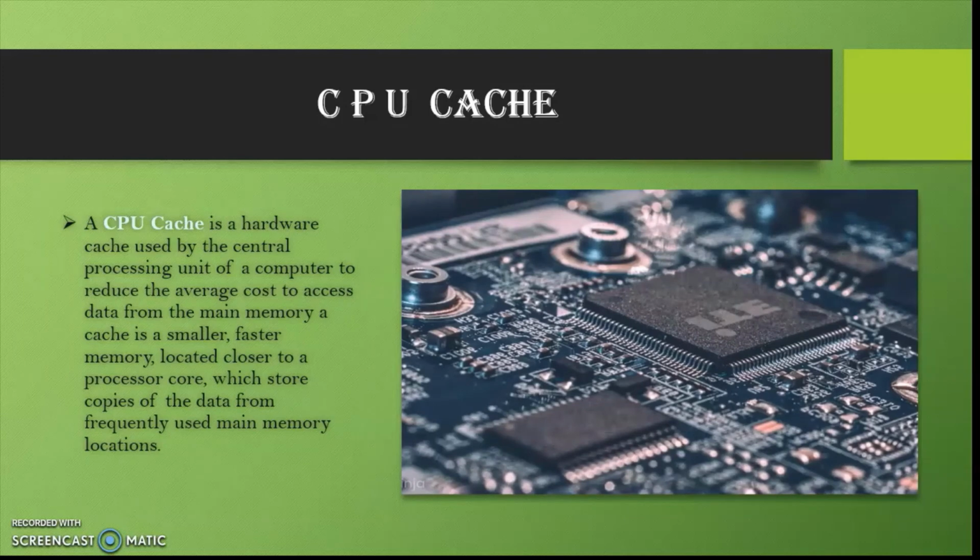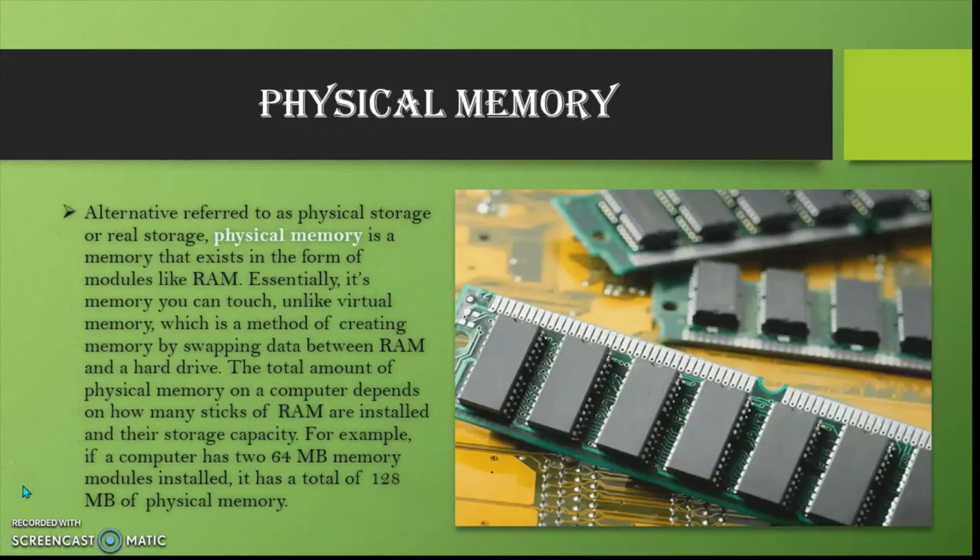CPU cache. A CPU cache is a hardware cache used by the central processing unit of the computer to reduce the average cost to access data from the main memory. A cache is a smaller, faster memory located closer to the processor core, which stores copies of the data from frequently used main memory locations.